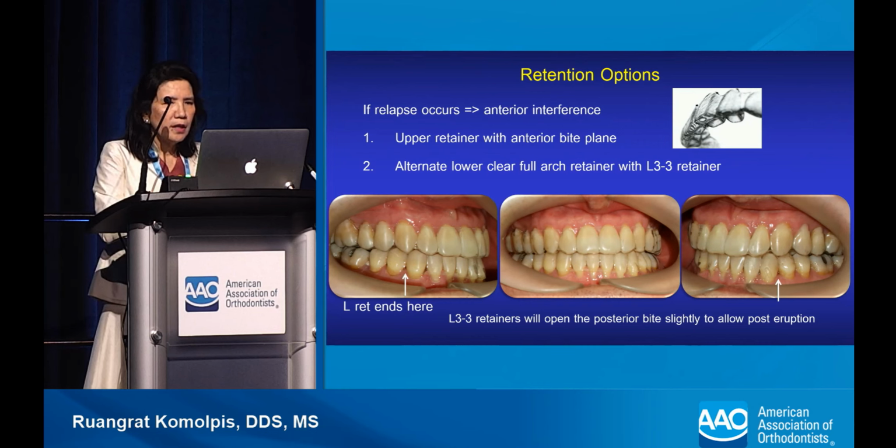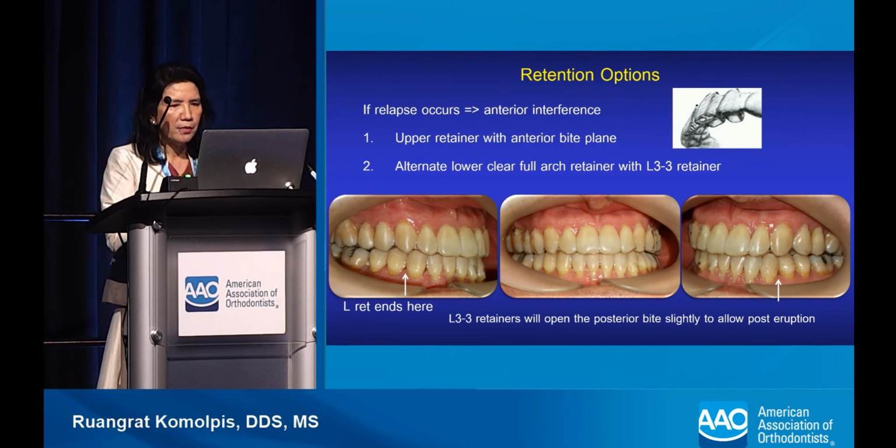Retention option: we can keep the posterior teeth extrusion and not let him bite down on the posterior by having the anterior bite plane in the retainers. Or we can alternate the lower clear retainers with a full arch clear aligner and lower canine to canine retainers. The patient has this small front retainer, alternating with the full arch retainer every night, because if the molar extrusion relapses, then we're going to have anterior interference.